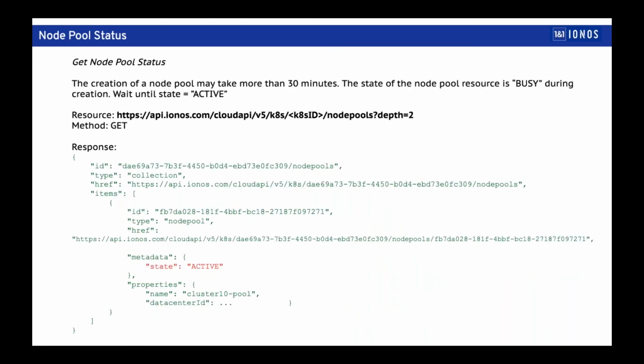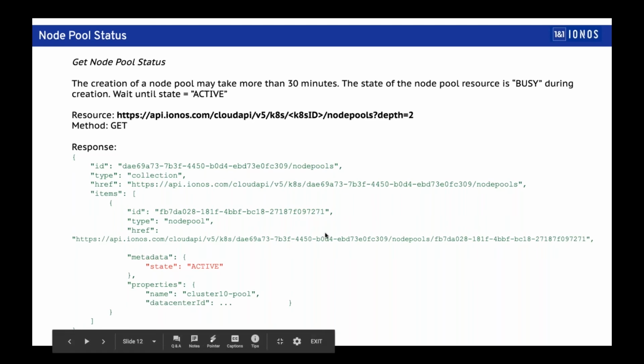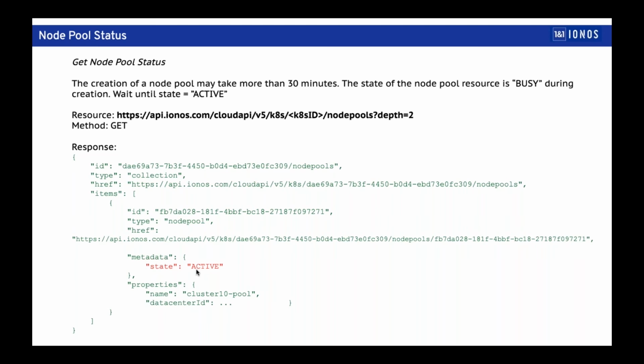So this might take a while. It can take actually more than 30 minutes, depending also on the amount of worker nodes that are included in your node pool. So please be patient. You can continually poll the node pool resource. You can also directly poll the node pool with the appended UUID of the node pool. But as you might be familiar, we have also introduced the query parameter depth, which allows you to get a collection of items which are actually contained underneath node pools. And so you will get your node pool UUID again with the state either being deploying or active.